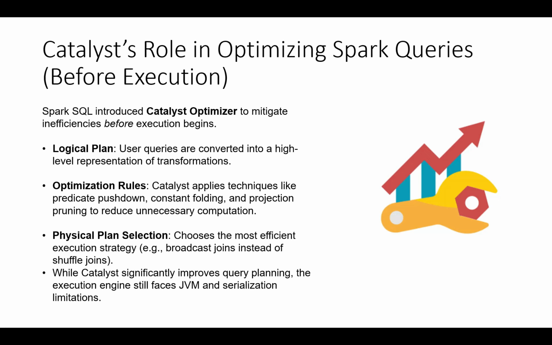Once the logical plan is created and the rules are applied, the physical plan selection happens, which will choose the most efficient strategy. When you create a logical plan and apply rules, you have options of physical plans, and Spark selects the most efficient one. One example can be, instead of doing a broadcast join, it will choose to do a shuffle join, which will be more optimized. So Catalyst's role is to optimize, and it significantly improves the query planning, but still you cannot completely avoid JVM and serialization limitations.